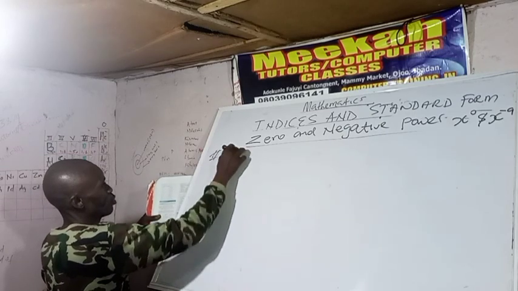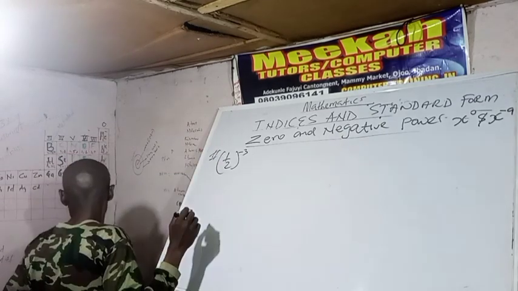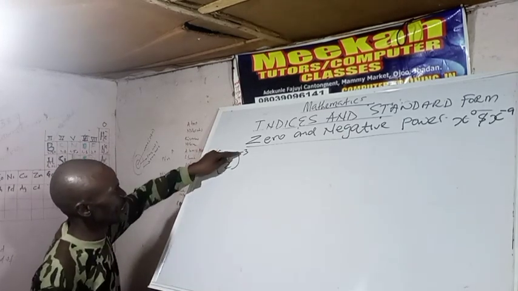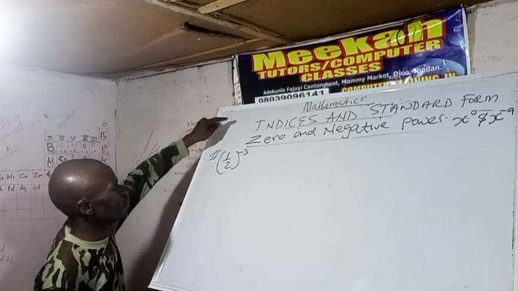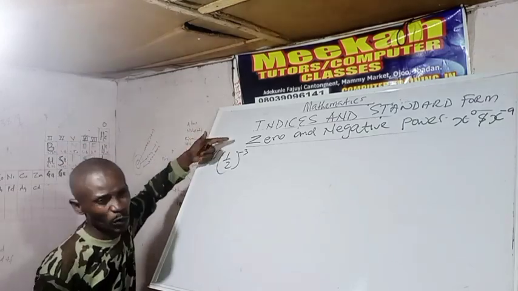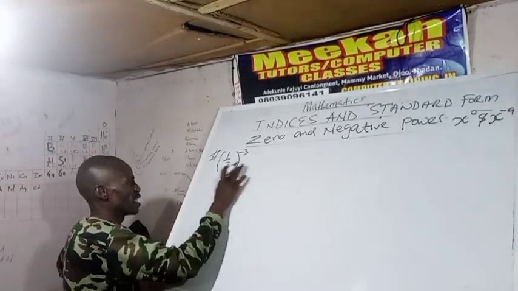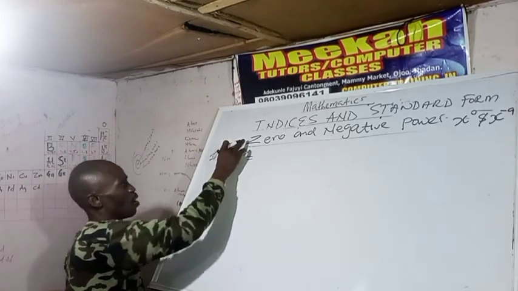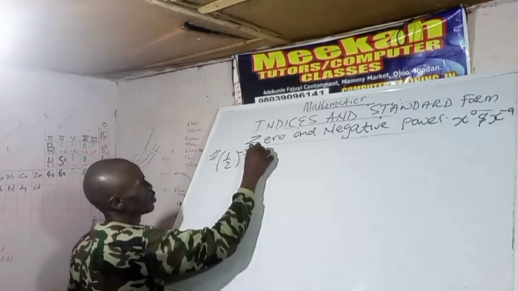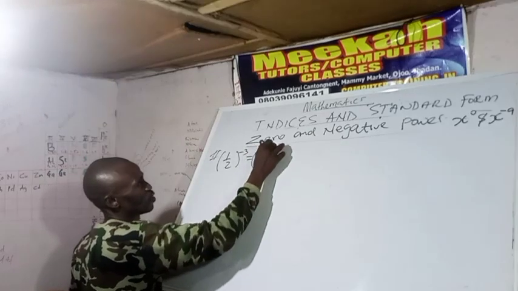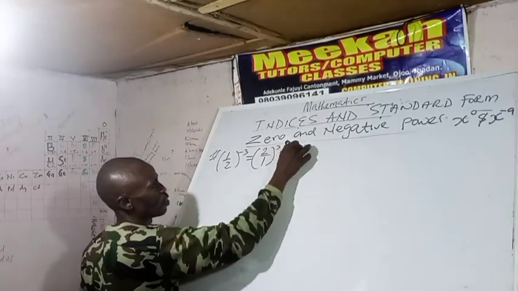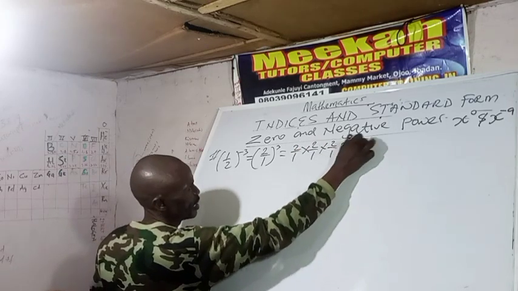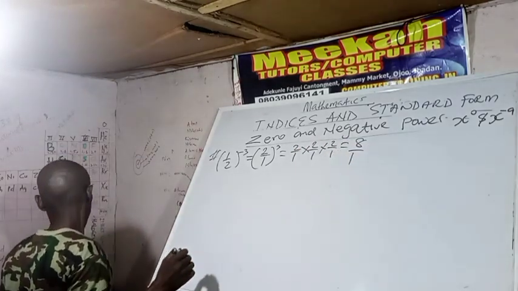1 over 2 raised to power minus 3. Now, this one I taught as a fraction. When you have a fraction with a minus, instead of it becoming 1 over, you reciprocate. Reciprocate means what we have down will go up, and what is up will come down. This becomes 2 over 1 raised to power 3. That is the same thing as 2 over 1 times 2 over 1 times 2 over 1. That is 8 over 1.